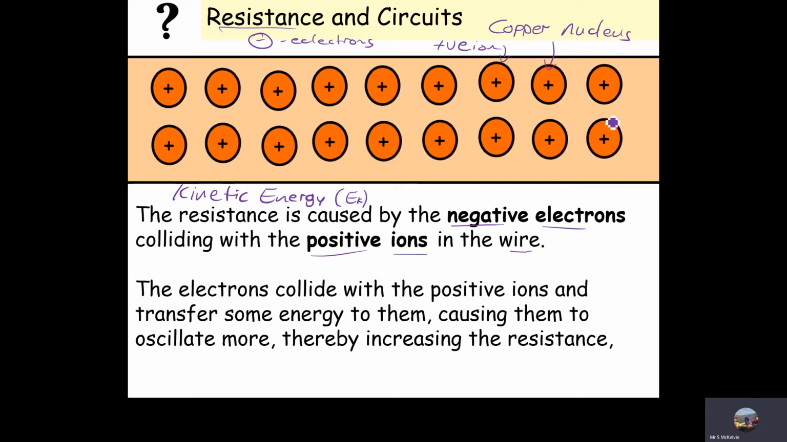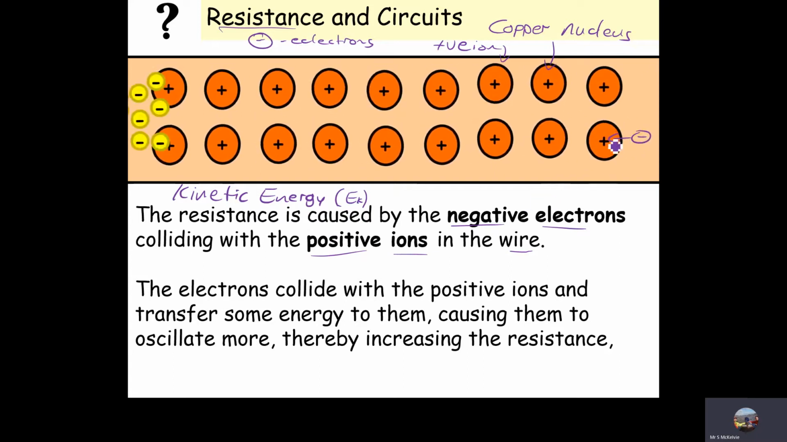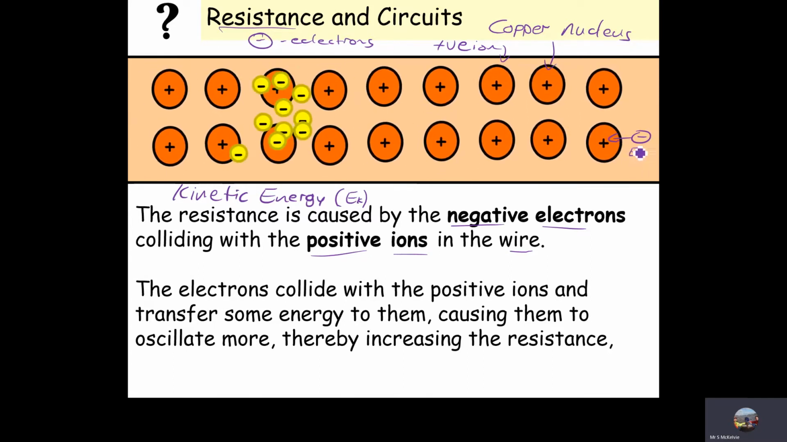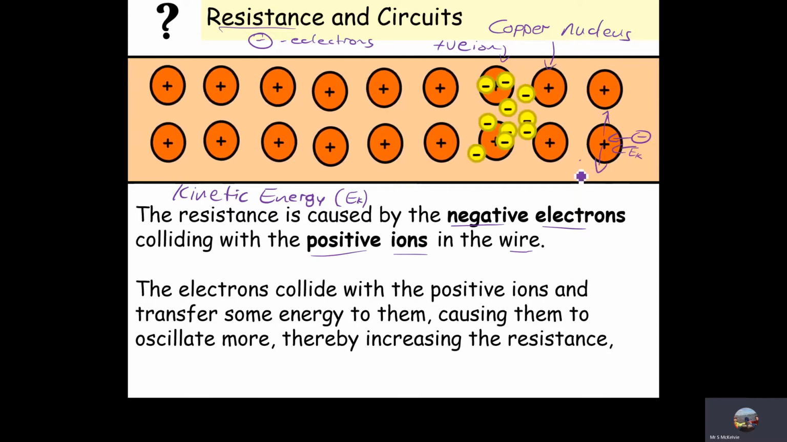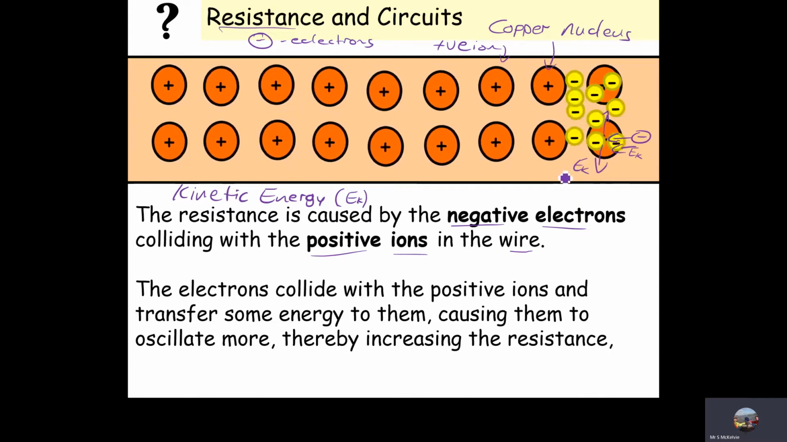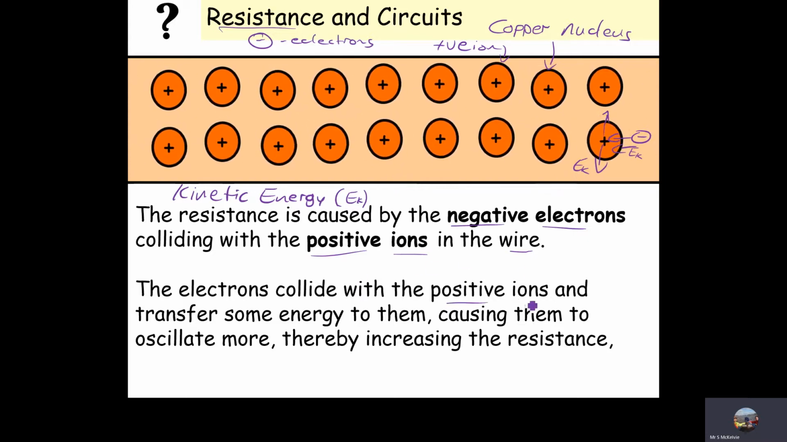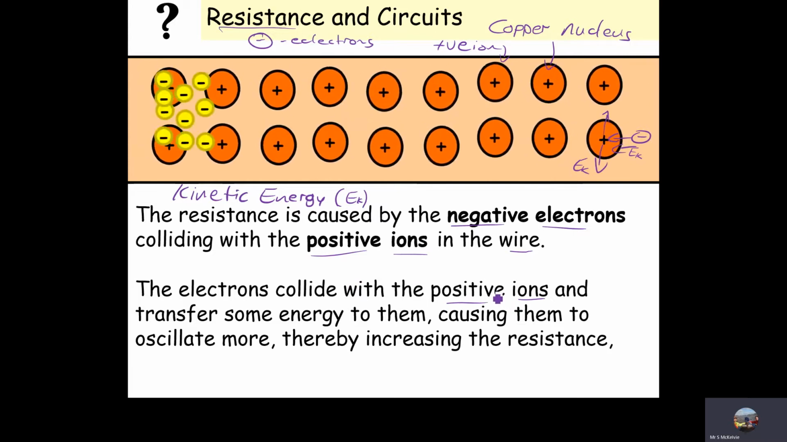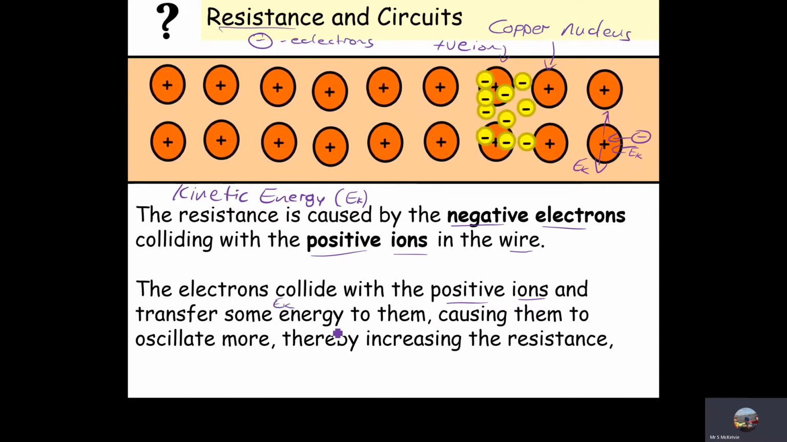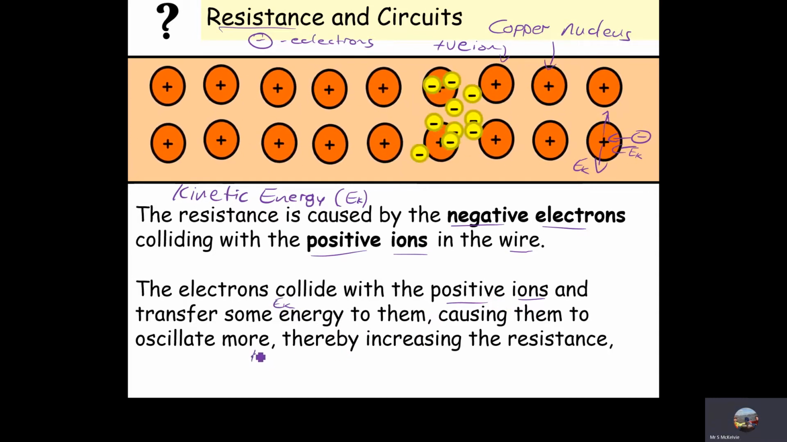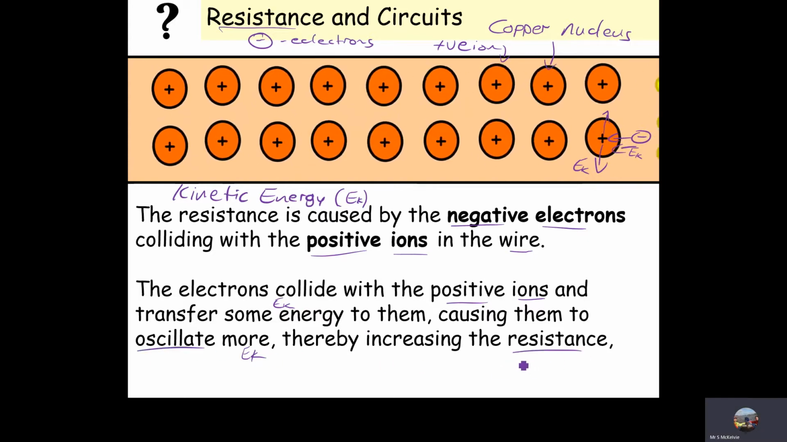Now, when my electrons collide, so I'm going to draw in an electron here, when that electron collides with the positive ion, then some kinetic energy is also transferred to my positive ion. That causes the kinetic energy of my positive ion to increase as well. There's a transfer of kinetic energy from the electron to the positive ions. So the electrons collide with the positive ions, the nuclei of the wire, the metals in the wire, and transfer some kinetic energy to them, causing them to oscillate more because their kinetic energy has increased. And remember, oscillation just means vibrate, and this increases the resistance.